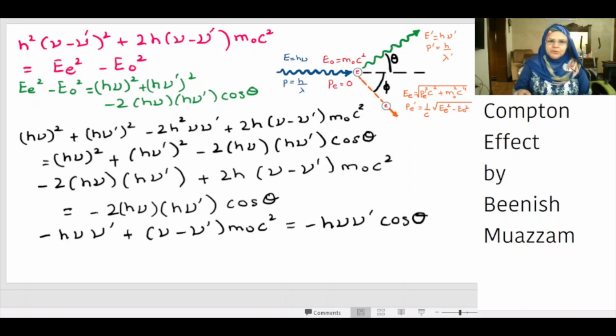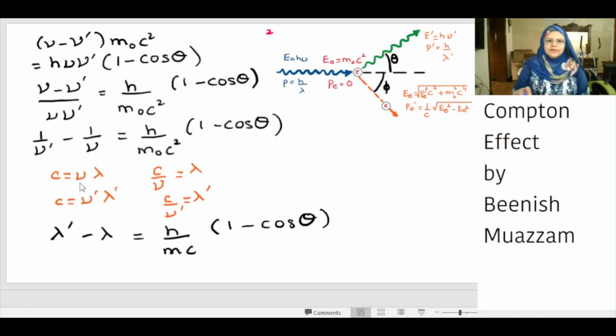We will equate both equations that we got from conservation of energy and conservation of momentum. After opening the brackets and simplifying, we easily get the expression that we were looking for. 1 over nu prime minus 1 over nu is equal to h over m naught c [1 minus cos theta]. If we want the expression in terms of wavelength, lambda prime minus lambda is equal to h over m c [1 minus cos theta].